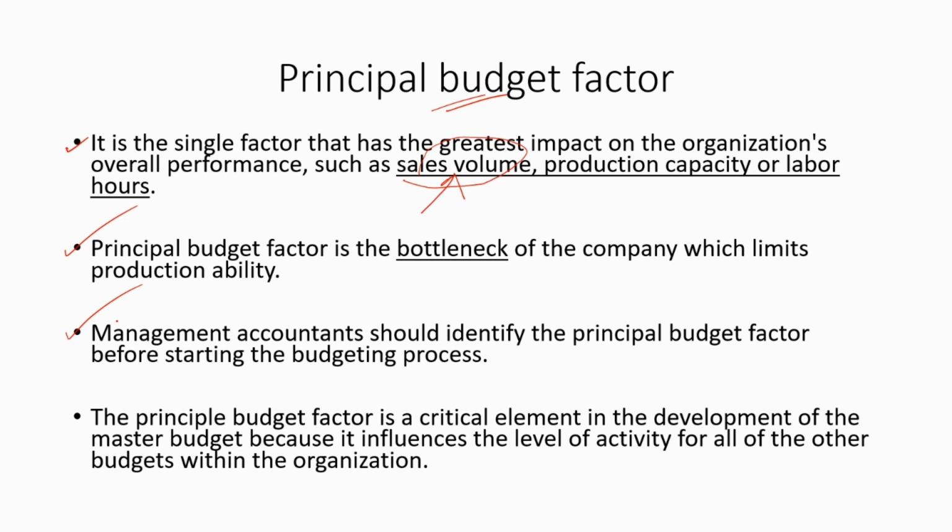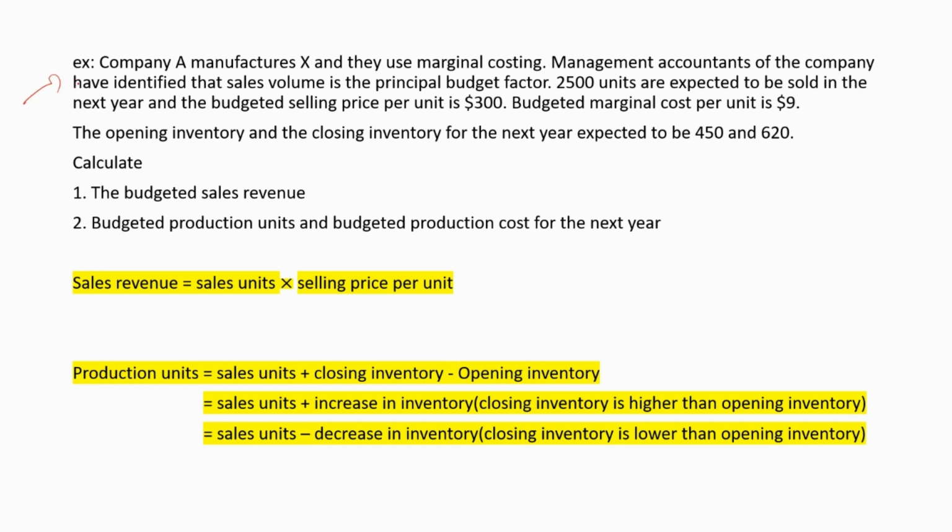Management accountants should identify the principal budget factor before starting the budgeting process. The principal budget factor is a critical element in the development of the master budget because it influences the level of activity for all of the other budgets within the organization. This means, in order to prepare the budgets, management accountants should identify the principal budget factor first. Based on that principal budget factor, all of the other budgets will be prepared. Now let's do this example so you can understand how the budgeting works.